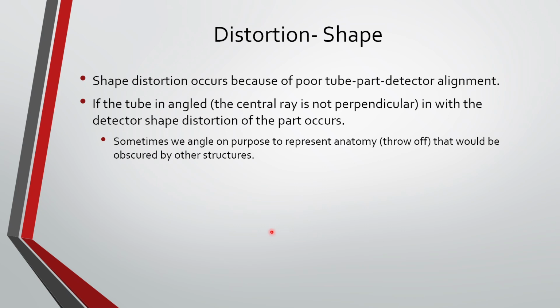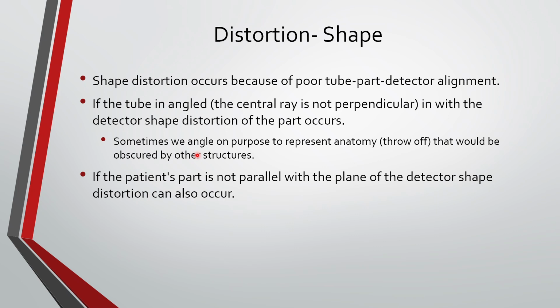So if this is the IR here, and the central ray is not perpendicular, coming down straight like this with the IR, then shape distortion can occur. Sometimes we angle on purpose, of course. We know we put certain angles on the tube to represent anatomy that would be obscured by other structures, so we throw anatomy off of other structures.